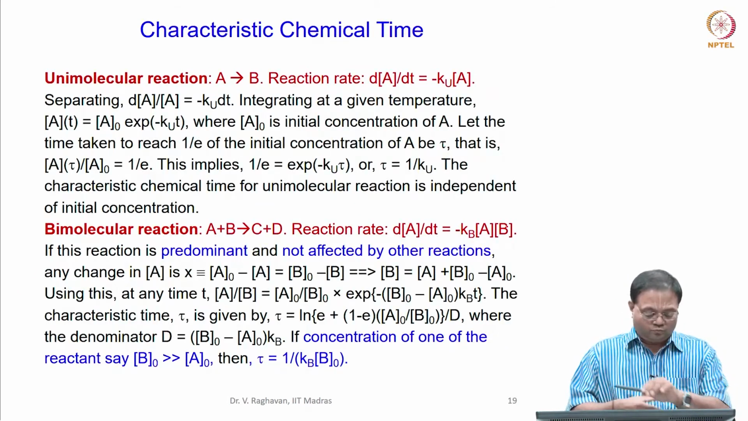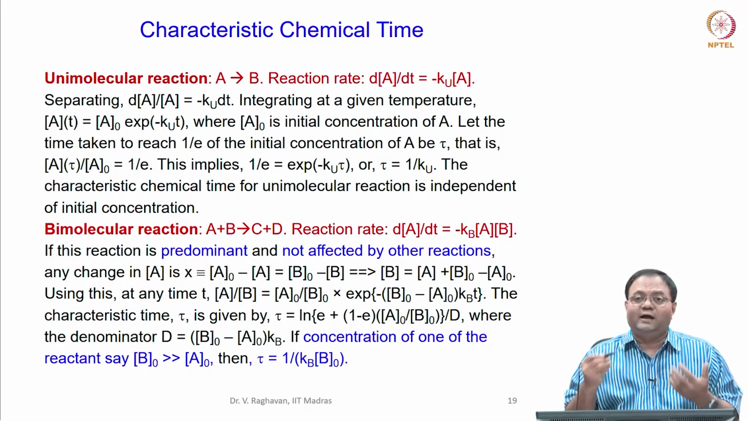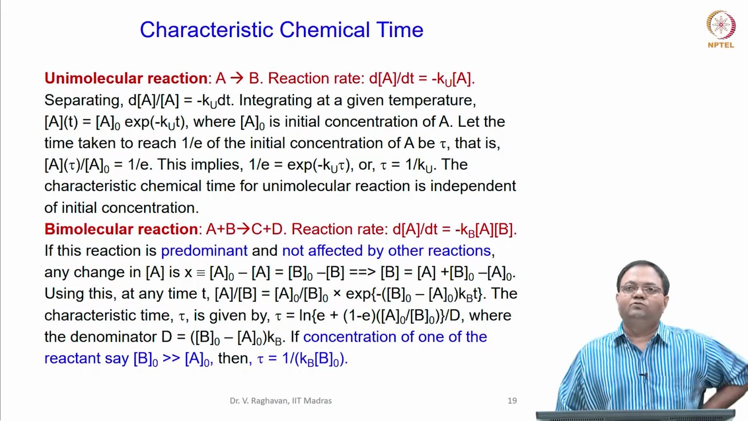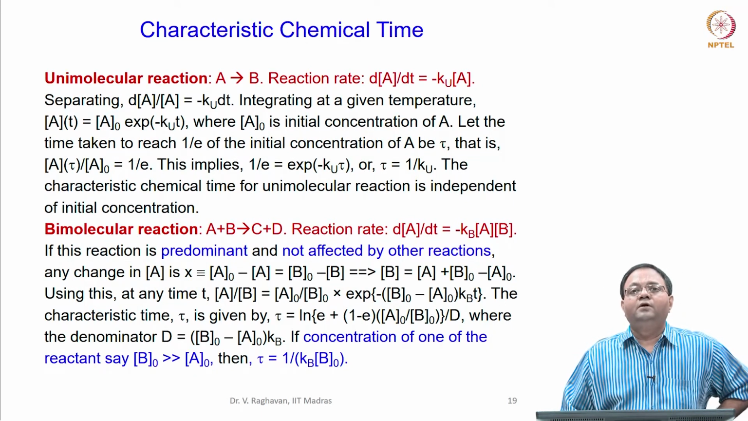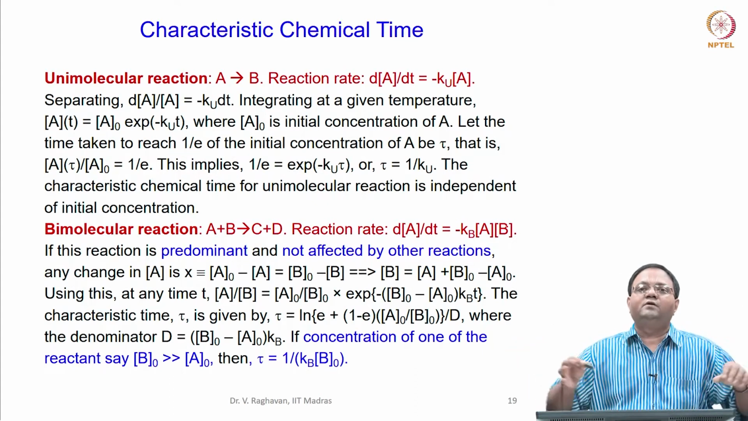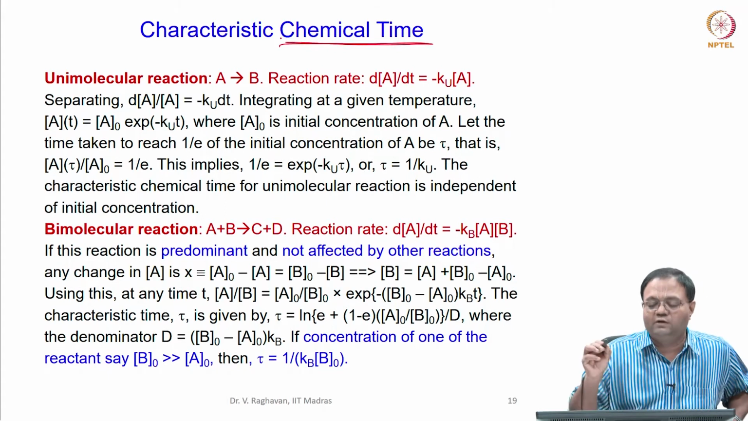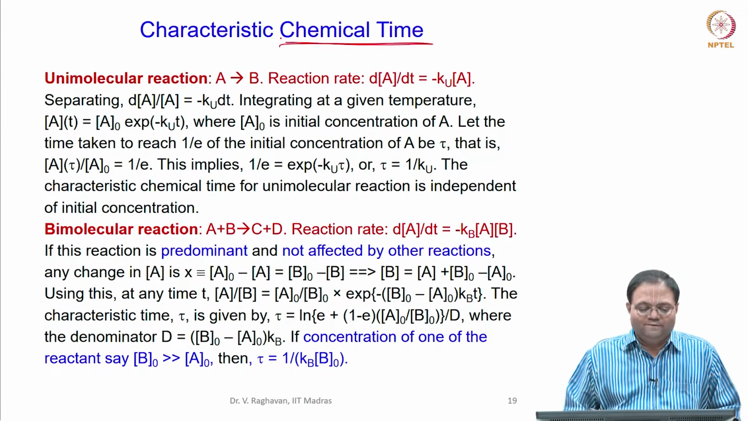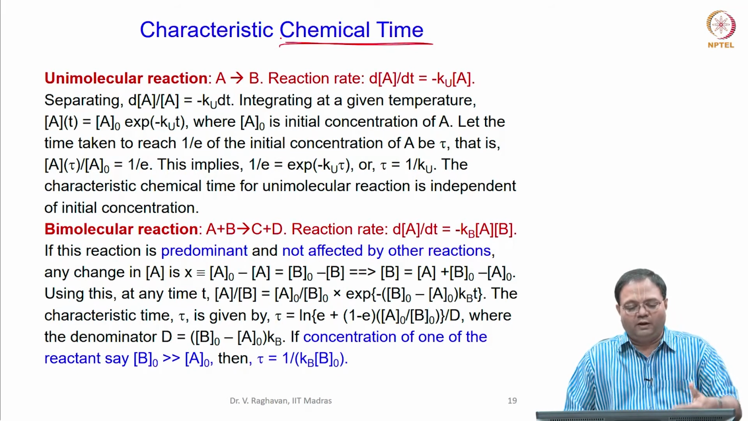Now, after knowing the rate at which reactions take place, we need to know the time. That is what we started with first. What is the time required for the reaction to complete, and whether that is enough, within the dimension of the combustion chamber, for the reaction to complete? So, I want some time scale, the chemical time. How will you calculate the chemical time? I will illustrate with two types of reactions.